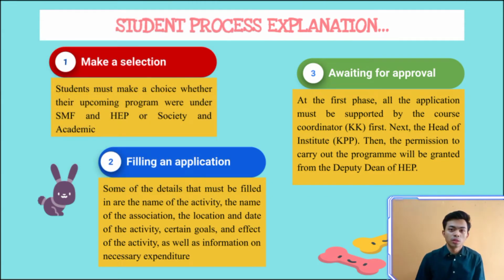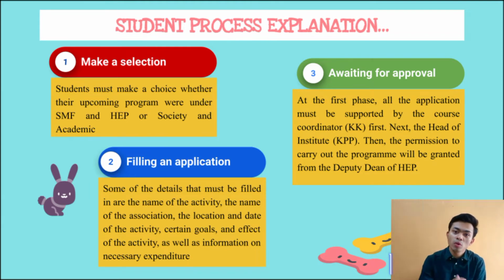Students must make a choice whether their upcoming program will be under Sekretariat Mahasiswa Fakulti (SMF), Hal Ehwal Pelajar (HEP) or Society. The flow of applying for student activity for these three is just the same, but there are different persons who have the authority, or we can say the responsibility, to access the system.